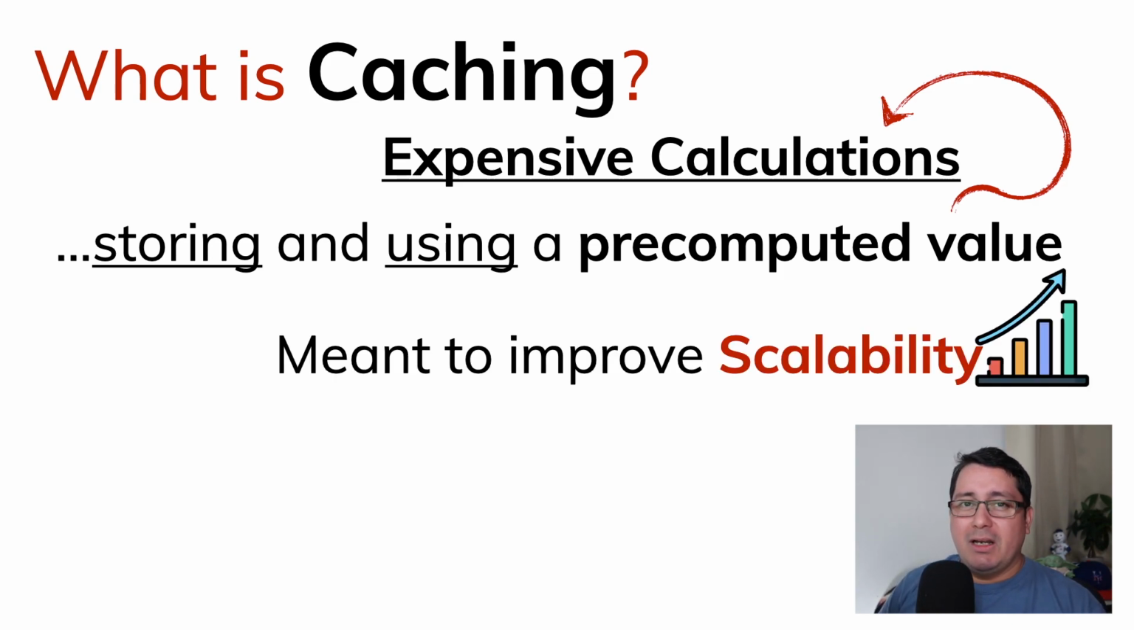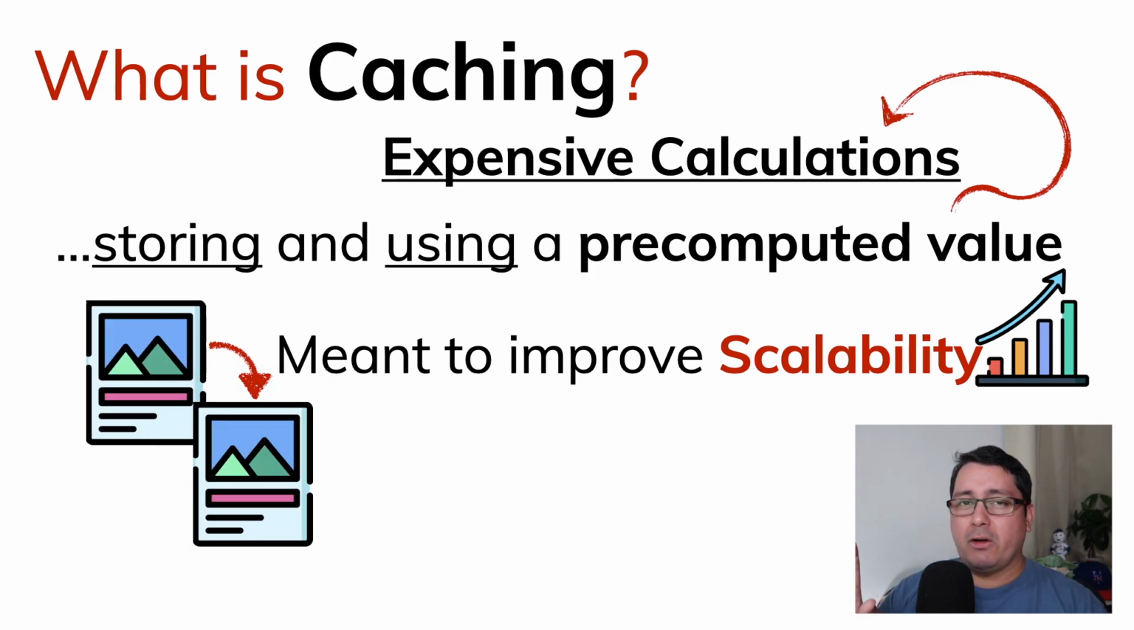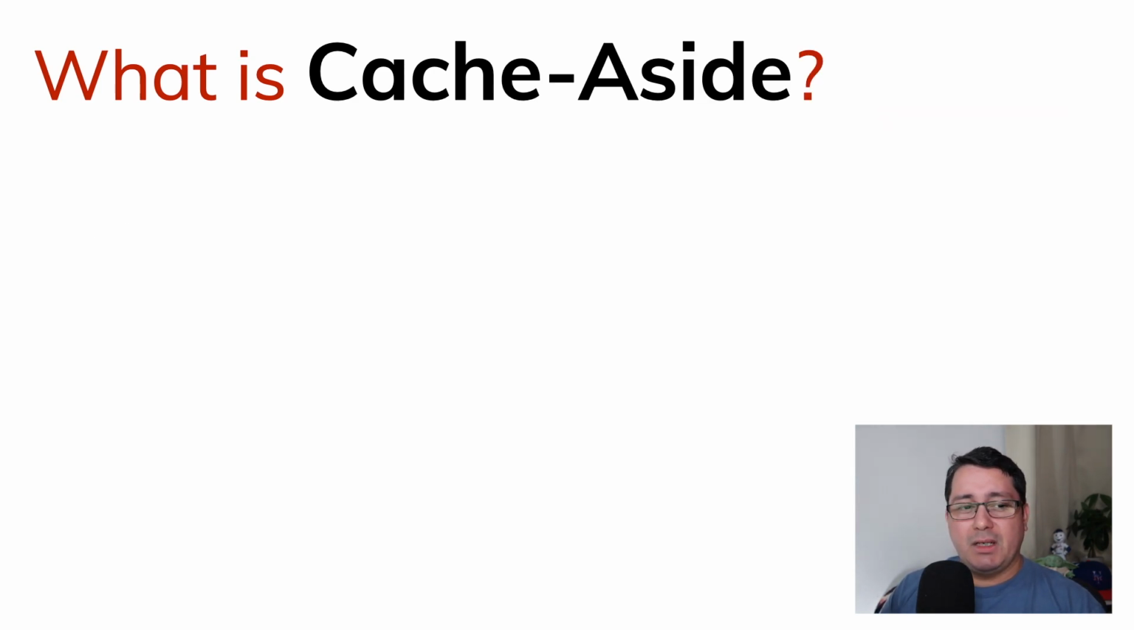This is used for improving scalability. So you're copying a value over to something somewhere else. Perhaps you have a few different instances, and then you're copying the values over to those instances. So what is cache aside?